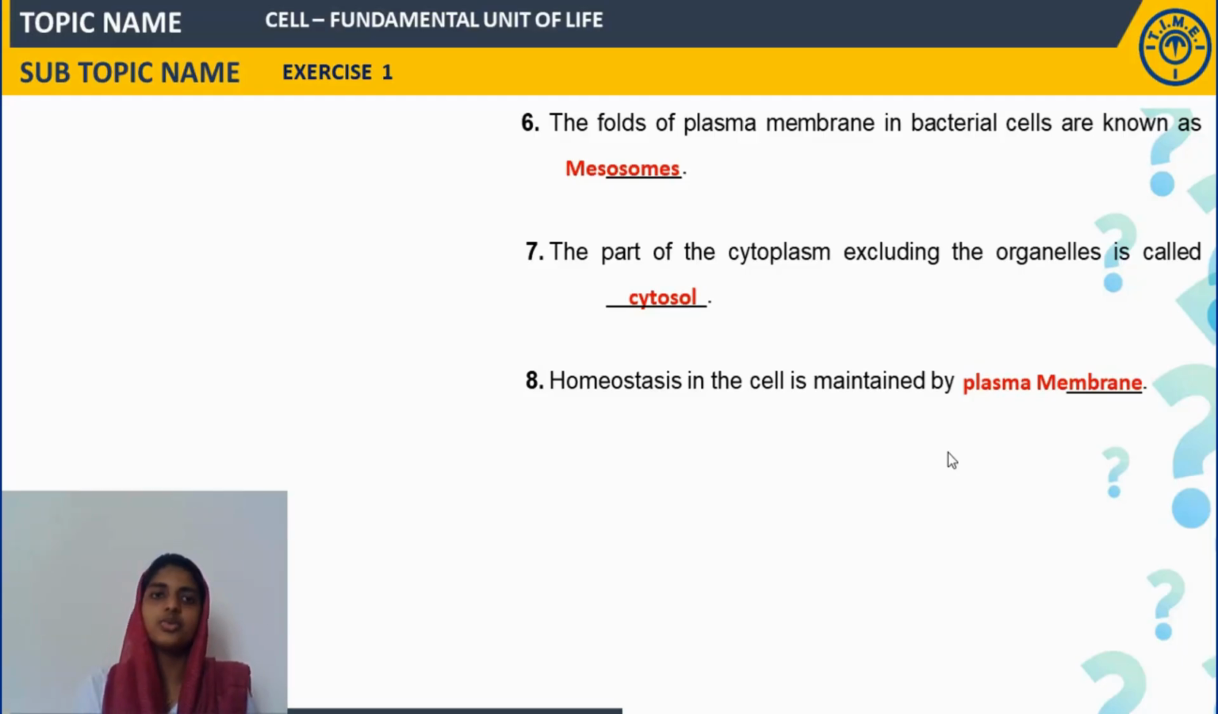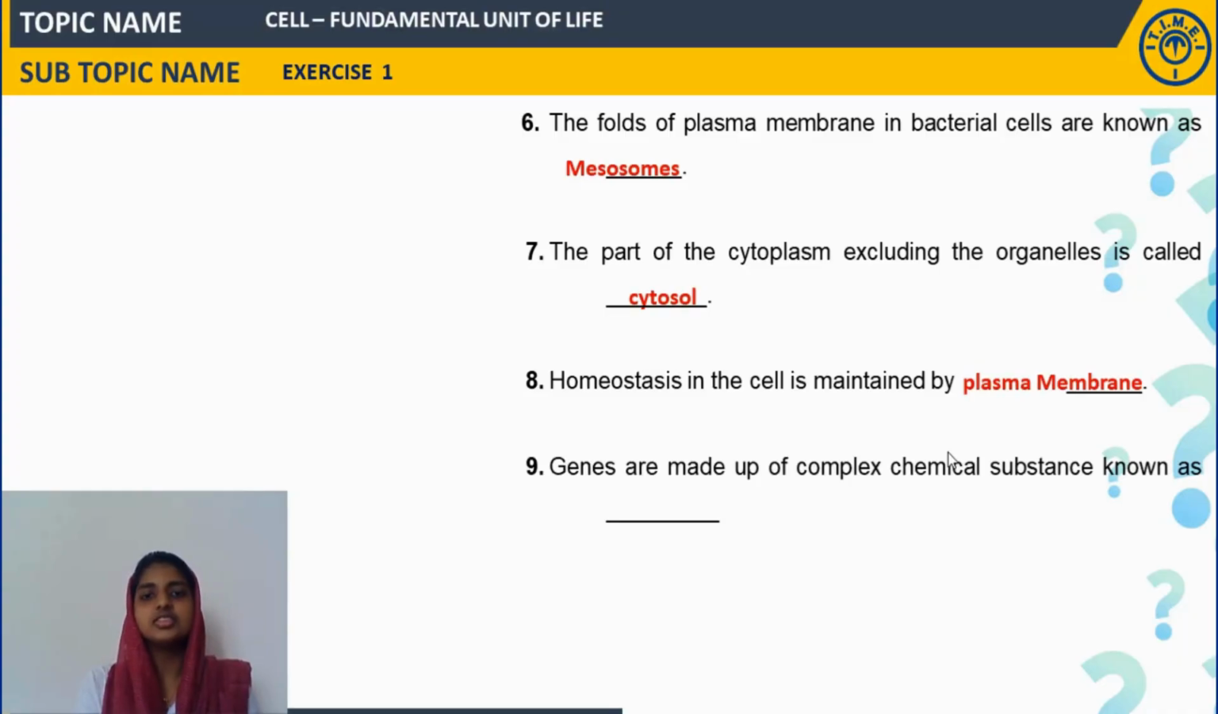Okay, students. The next question is: genes are made up of complex chemical substance known as dash. We know chromosome. Chromosomes are made of chromatids, which are fine thread-like structures.